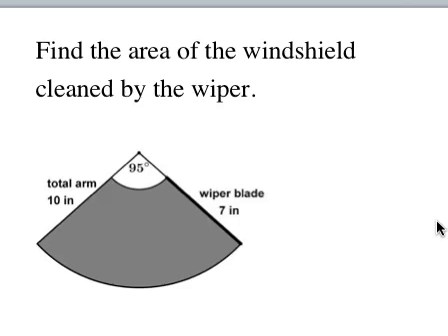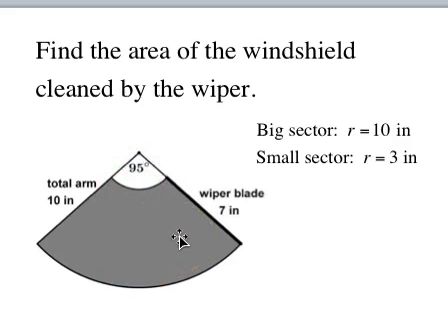Our next question, we want to find the area of the windshield cleaned by this windshield wiper, and that's that gray area here. We have a big sector and we have a small sector. So the area will be the difference of those two sectors. The big sector has a radius of 10 inches. The small sector, if the arm is 10 but the blade is 7, the difference of those two is 3. The small sector right here has a radius of 3 inches.